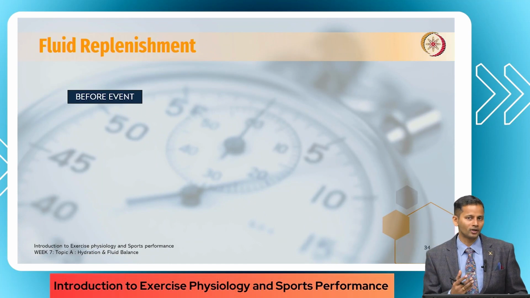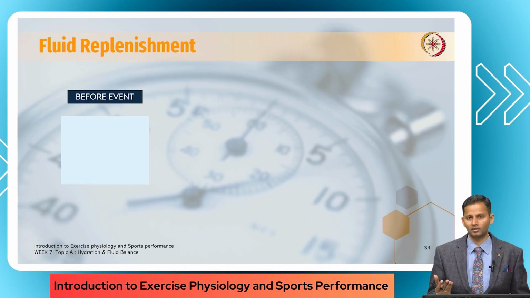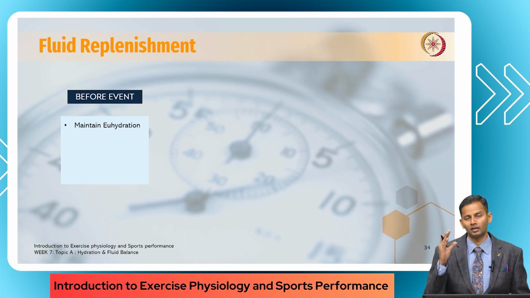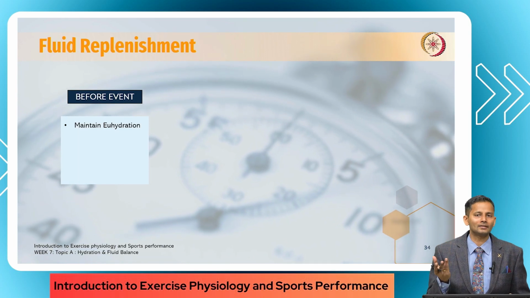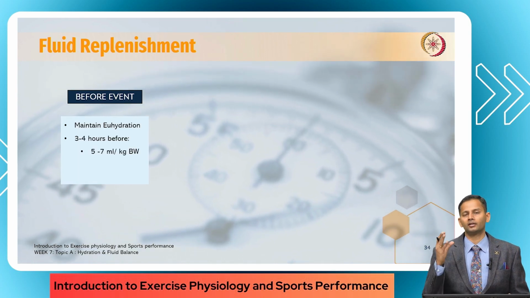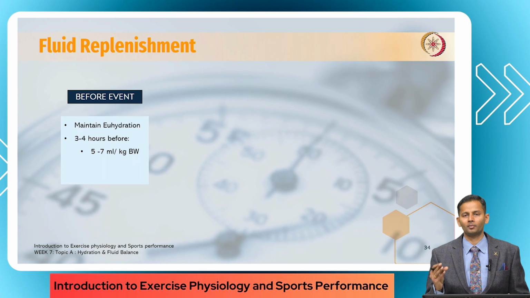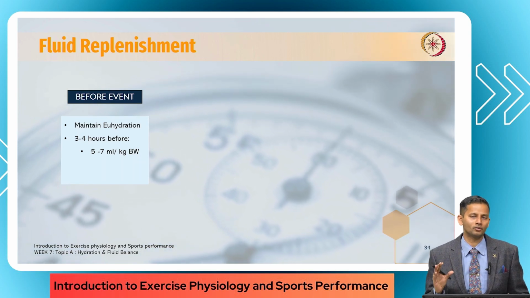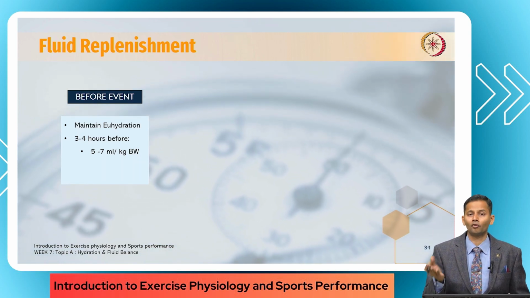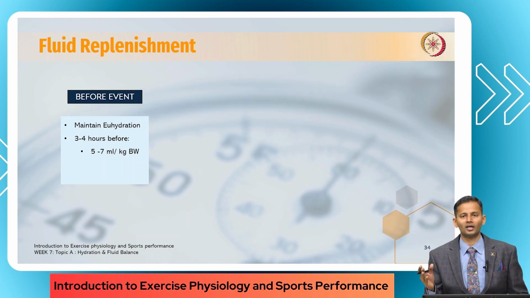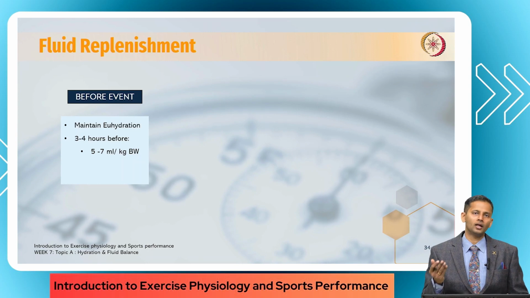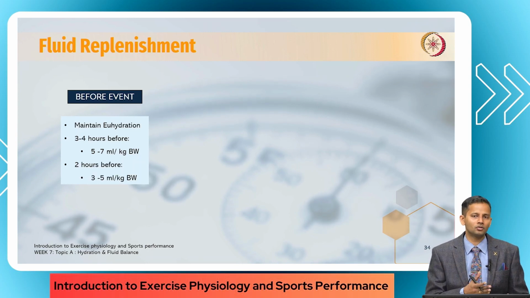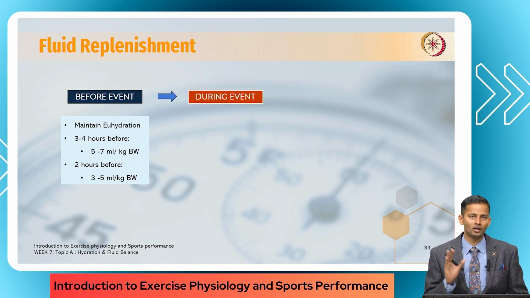So with respect to fluid replenishment, we have seen this earlier as well. Before the event, our endeavor is to maintain at least hydration, or if not, you can also increase to hyperhydration. And the hydration should be maintained by taking at least 5 to 7 ml of fluid per kg body weight 4 hours before, so that by the time you start, you have emptied your bladder and you're ready for the race. And if you have less time, then at least 2 hours before you have to take 3 to 5 ml per kg of body weight of water.